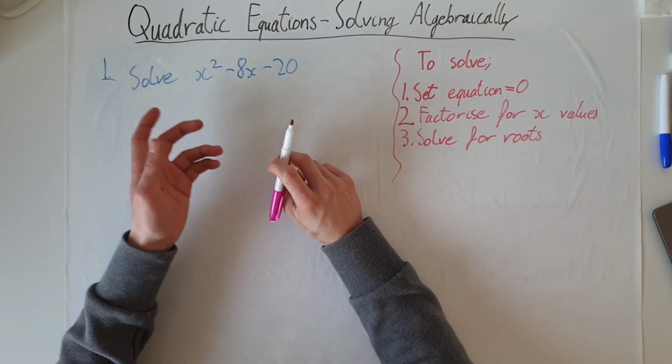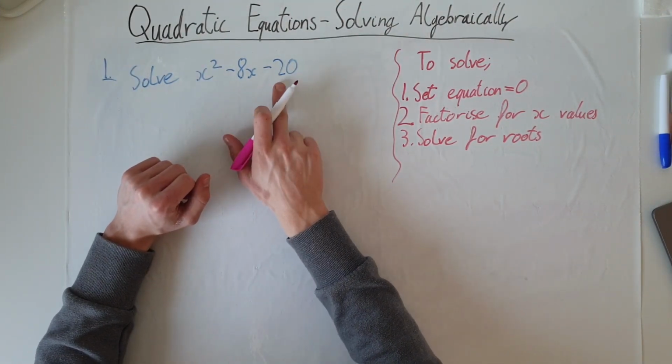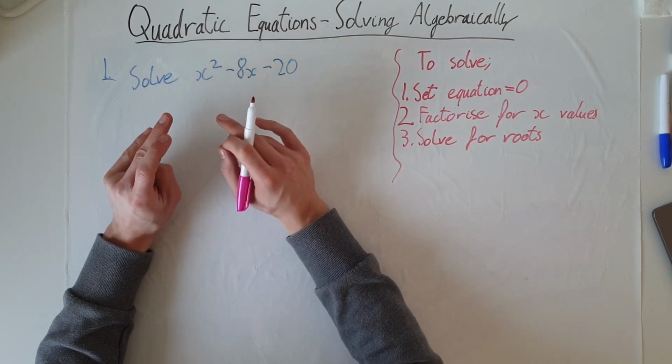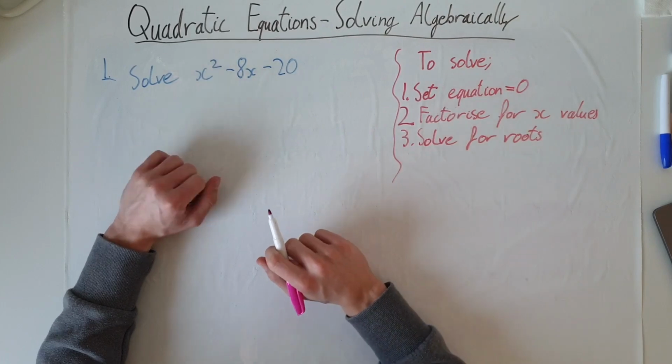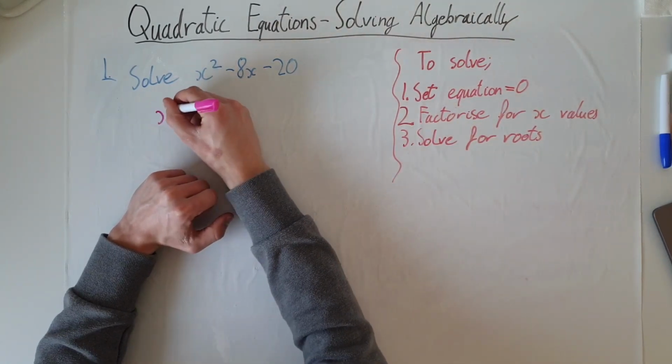Okay, so looking at the first example, solve x squared minus 8x minus 20. We can see it's in the general form already that we talked about, so we don't need to worry about putting it into the general form, and we can just start going through our steps. First of all, set the equation equal to 0. So let's go ahead and do that.